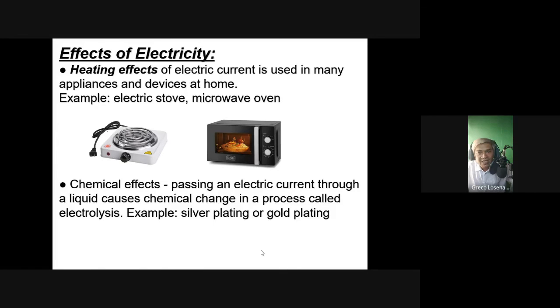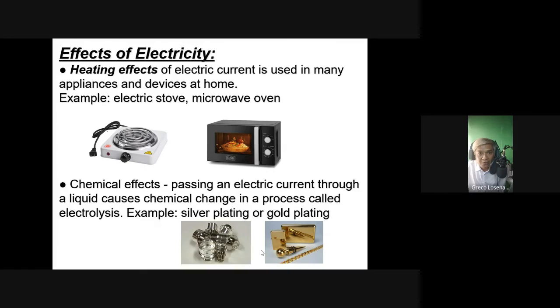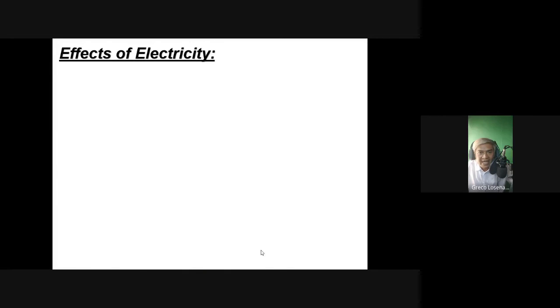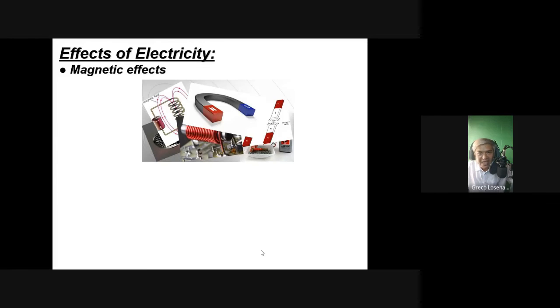Next, chemical effects. Chemical effect is when passing an electric current through a liquid causes chemical change in a process called electrolysis. Examples of this are silver plating and gold plating. They undergo the process of electrolysis that causes the material to turn silver and gold plated. Then the third effect is magnetic effect. We call this effect electromagnetism.